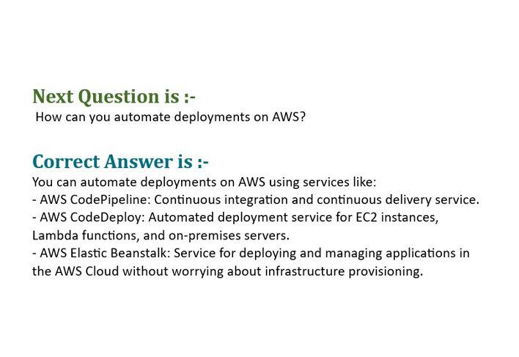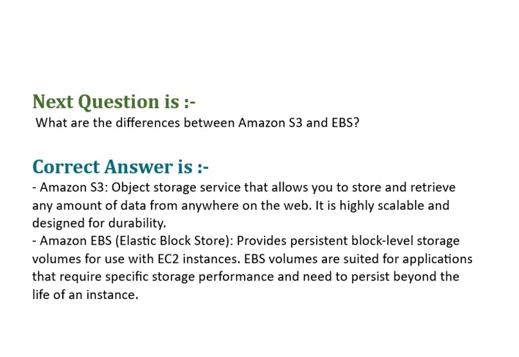provisioning. Question is, what are the differences between Amazon S3 and EBS? Correct answer is, Amazon S3, object storage service that allows you to store and retrieve any amount of data from anywhere on the web. It is highly scalable and designed for durability.